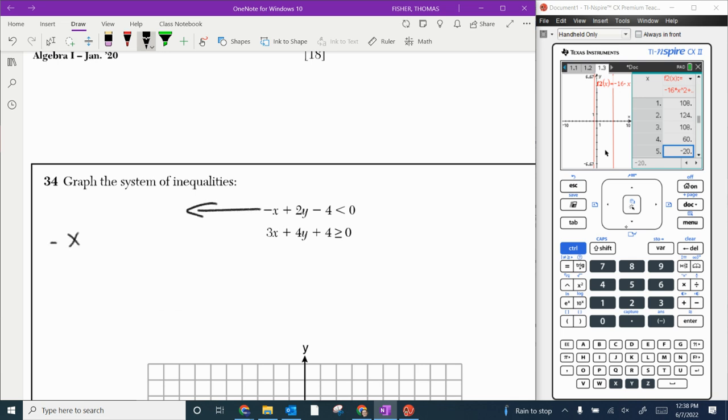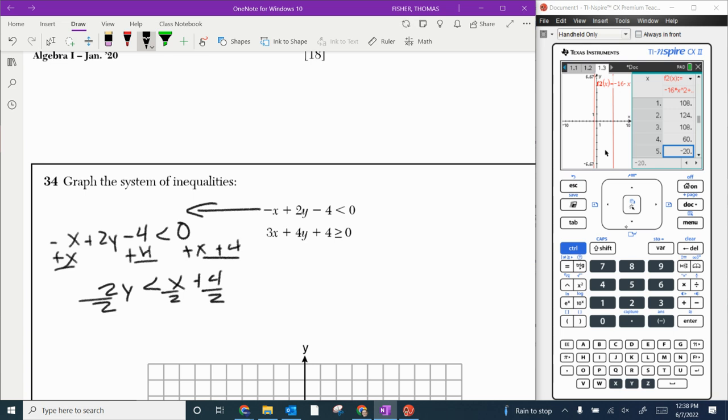So negative x plus 2y minus 4 is less than 0. So I'm going to add these over. So 2y is less than x plus 4. Divide everything by 2. So y is less than, it's really a 1/2 x plus 2.